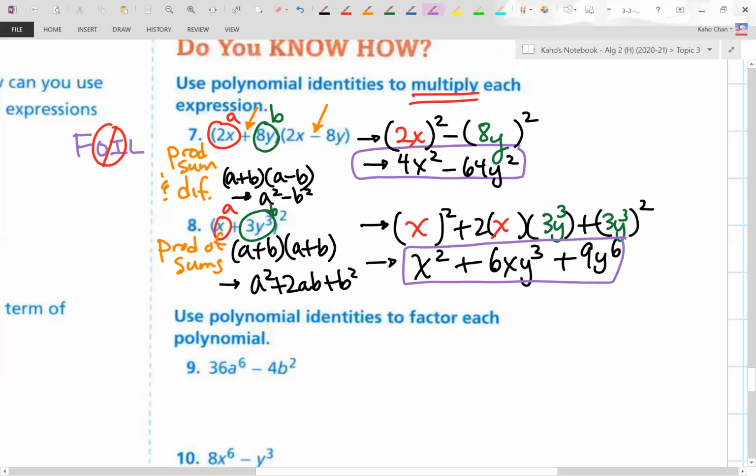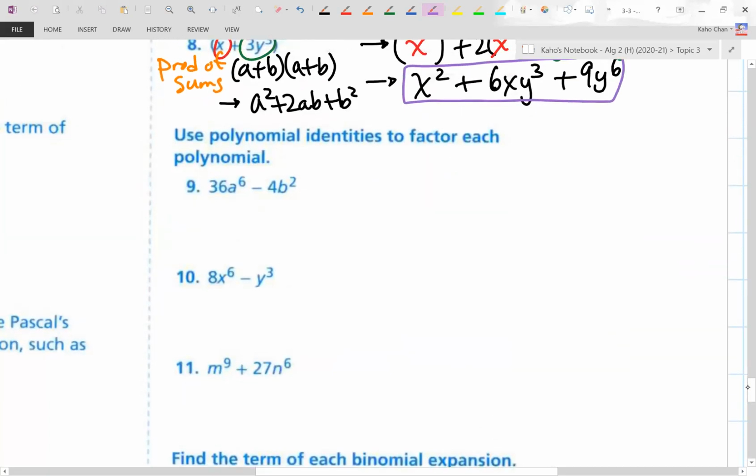The next few problems are factoring or division. Number 9 is kind of crazy. When you look at all those choices, you realize what's going on here. We have a 36 and a 4 for coefficients. Sometimes you can squeeze a little bit out of that. In this case, you can take out a monomial GCF of 4. 4 can be factored out. That leaves you with a 9a to the 6 minus b squared.